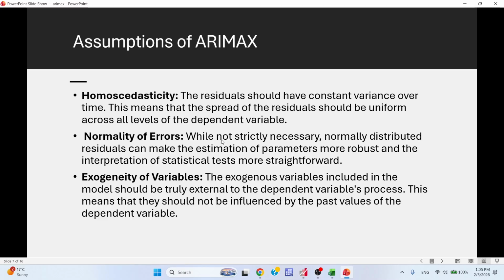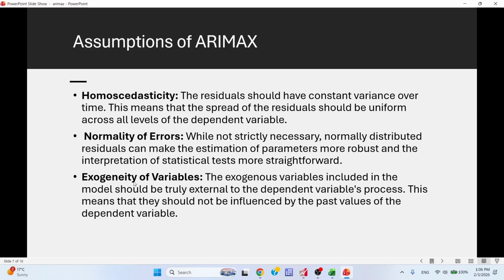Normality of the errors: while not strictly necessary, normally distributed residuals can make the estimation of parameters more robust and the interpretation of statistical tests more straightforward. So here we see that there is a relaxation in the case of normality of errors. If errors are not normally distributed, we can still apply ARIMAX and it will give you an optimum result, but in the best case it is more appropriate that your errors are normally distributed.